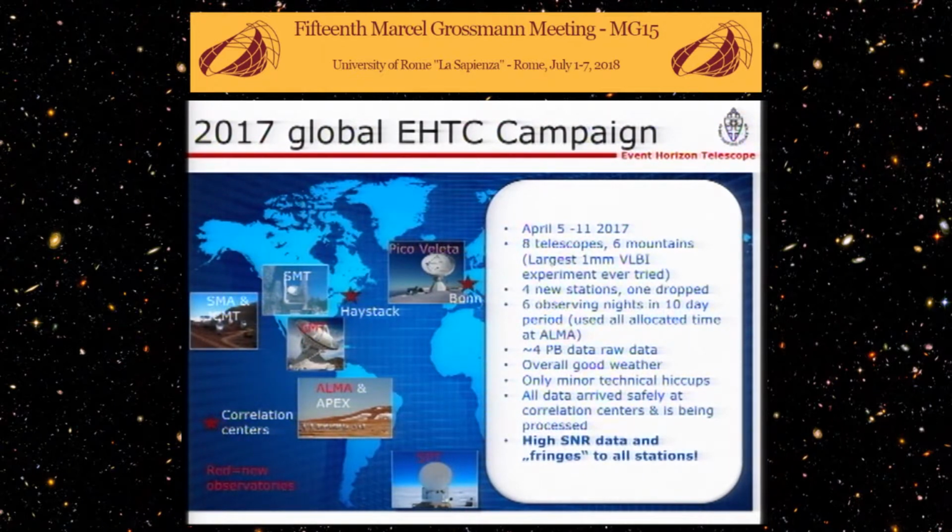No. So we had an observation in 2017 with 8 telescopes on 6 mountains, the largest range of baselines. This was a miraculous observing run, because there was good weather for 6 days over the entire world, which hardly ever happens. And so the data looks excellent.